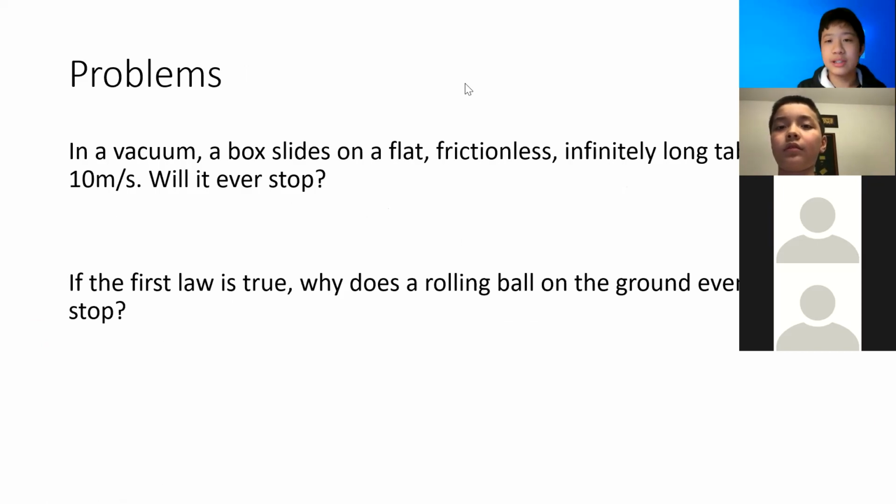So here are some questions about the first law. These are more like conceptual questions here. I'll give you probably 30 seconds to figure these out.